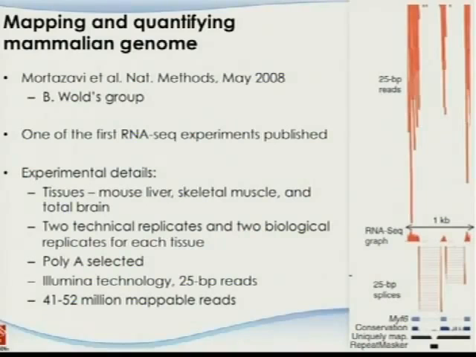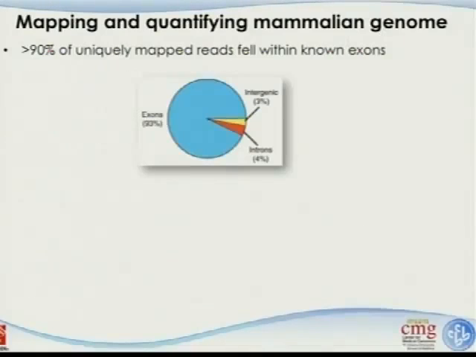The reason I say this is one of the first RNA sequencing experiments published is that I know they must have been under a certain level of pressure. This paper was accepted on May 30th of 2008, and another paper comes out in Science in early June, where they sequenced the yeast genome. So you can see that they were racing each other. But I like this paper a lot.